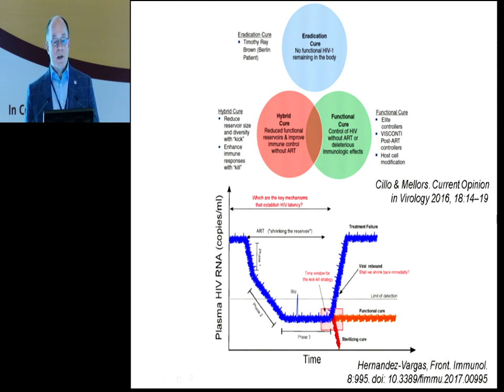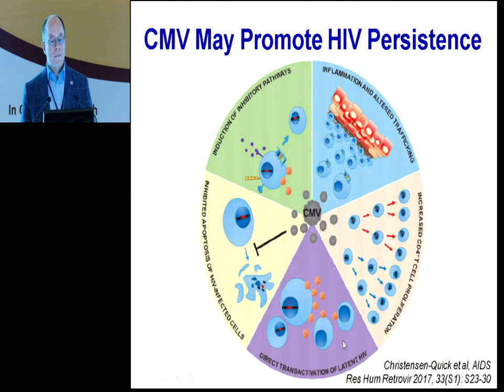We almost would be happy with what John Mellors from Pittsburgh here calls a hybrid cure, where people are off therapy and their viral load is reduced and their HIV DNA reservoir is reduced. That would still be an incremental benefit, but would not be as good as these other two. And this is just a nice graphic showing the difference between these: the typical phases of viral suppression on antiretroviral therapy, and then when antiretroviral therapy is stopped, typically we have treatment failure and people rebound. But this would be a functional cure, where people remain suppressed off of therapy, and this would be a sterilizing cure, where HIV is entirely gone.